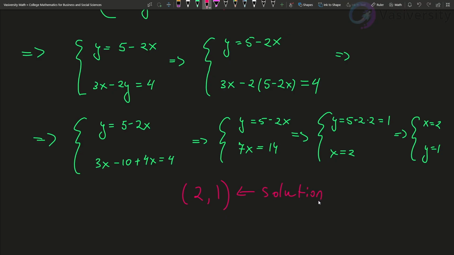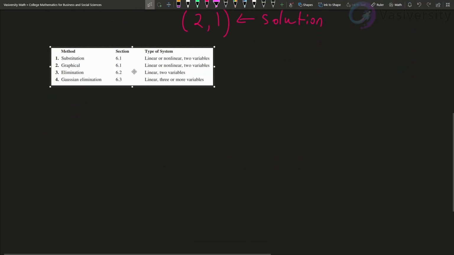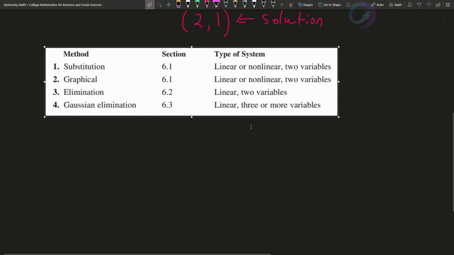There are multiple ways we can solve it, and I'm going to be referencing the book for the methods of solutions. Let's take a look. For the methods, we can have substitution, which we just took a look at. We can have a graphical way. For example, you can graph the equations on Desmos, or you can graph them on graphing paper and find the intersection. You can also do it via elimination and Gaussian elimination.